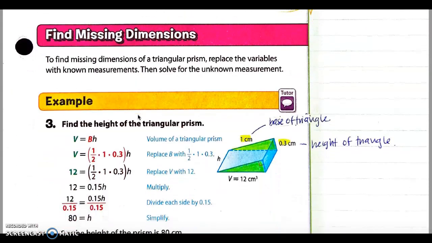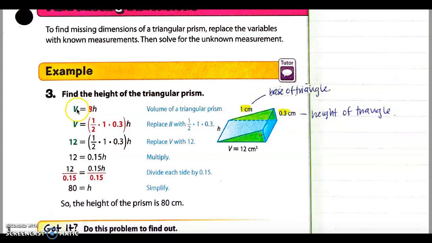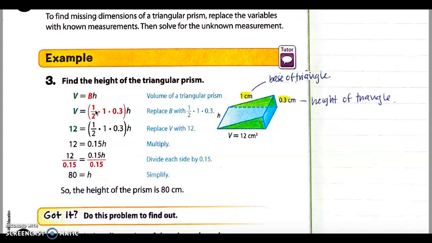All right, now we're going to find the missing dimensions. To find the missing dimensions of the triangular prism, you're just going to replace the variables with known measurements, then solve for the unknown measurements. So right here, I have volume equals base times height. Now, I noticed that I have my volume here, but the only thing that's missing is the height of my triangular prism. Not my triangle, my triangular prism.